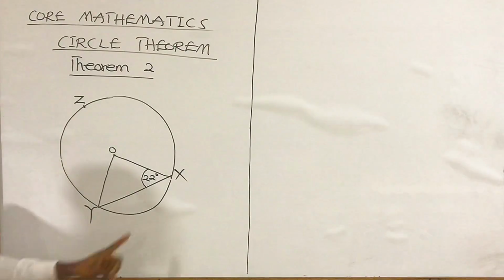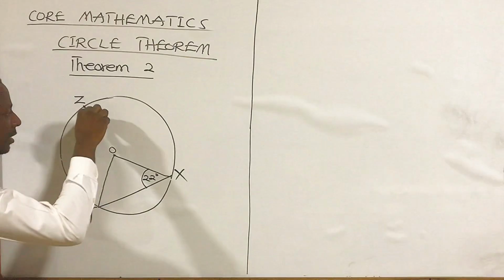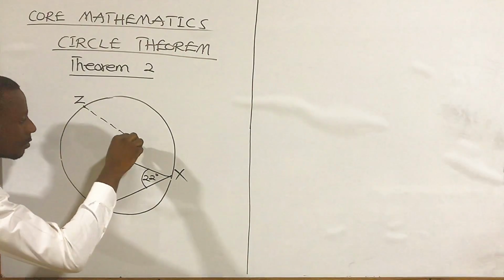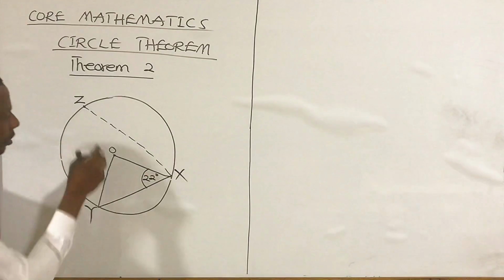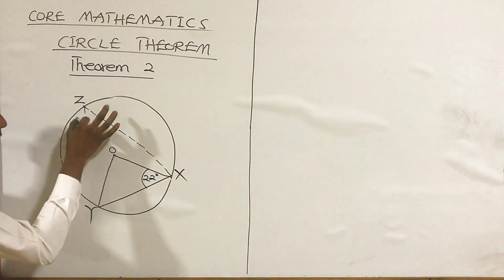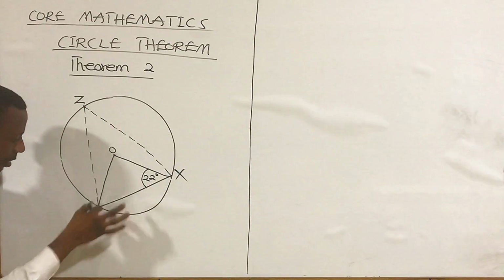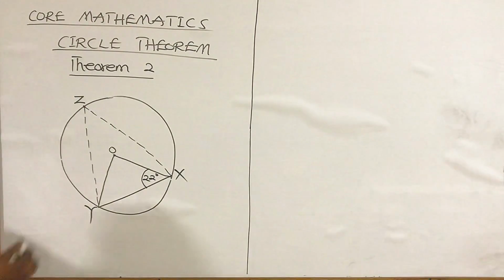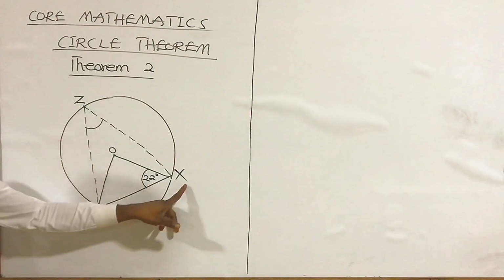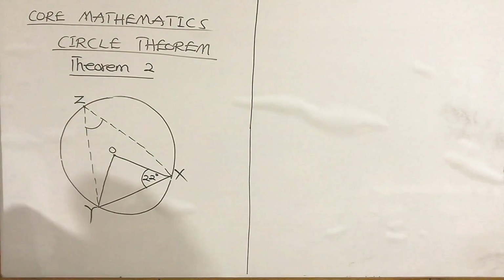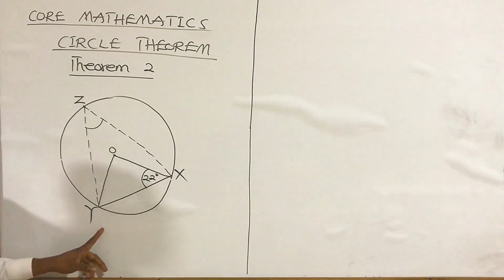Because you are looking for angle XZY, then I need to introduce short dashes here, and another short dashes here. So basically we are looking for the angle here, which is angle XZY.